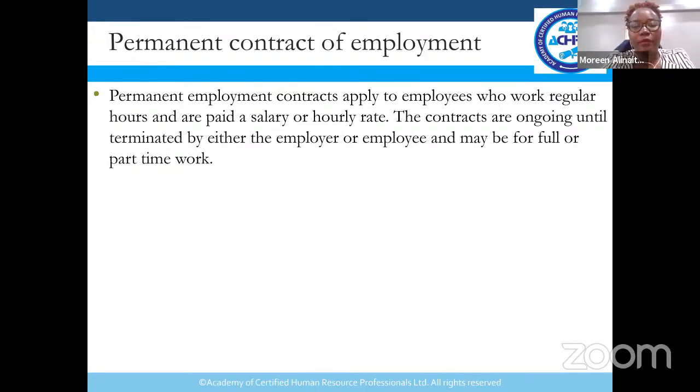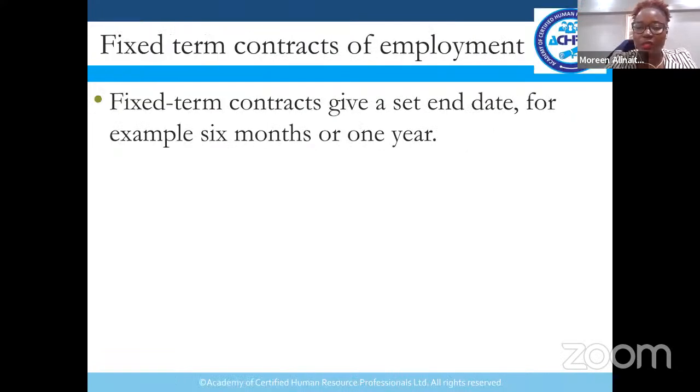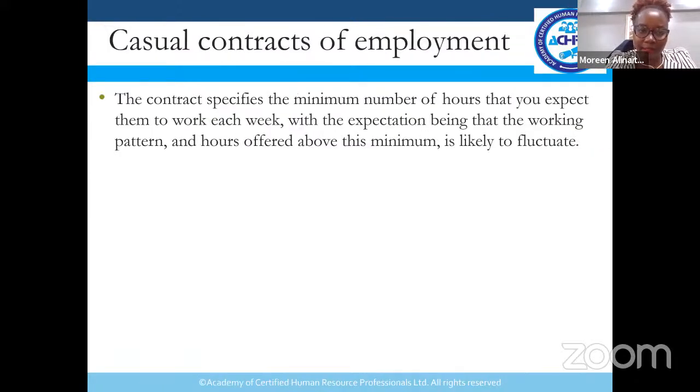We were earlier saying that permanent employment contracts apply to employees who work regular hours and are paid a salary or hourly rate. The contracts are ongoing until terminated by either employee or employer, and may be for full or part-time work. We already went into detail on that. We have also discussed the fixed term contracts, which give a set date, for example, 6 months or 1 year. When the time expires, the contract automatically terminates.